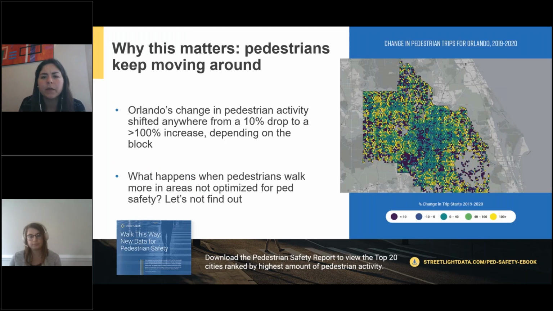Why is this important? Orlando, like the other cities we analyzed, saw huge shifts in pedestrian travel last year. Some suburban areas saw double the amount of pedestrian activity than the year before. That's a massive increase in risk for neighborhoods with pedestrian fatalities.